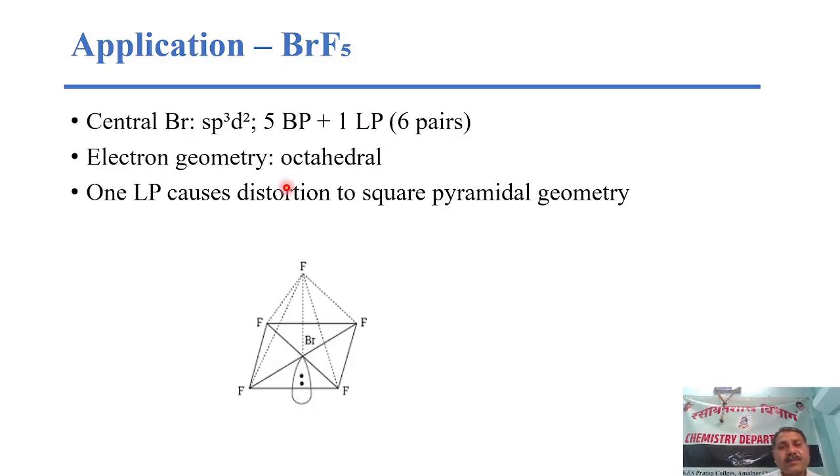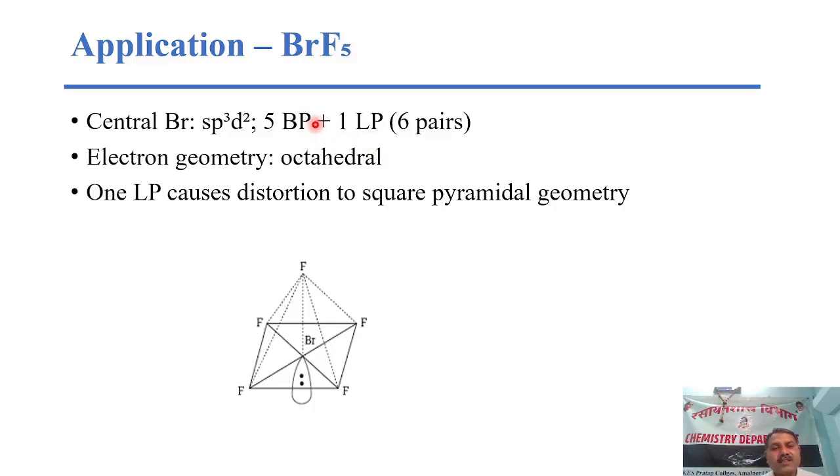Another example is the BrF5 molecule. In the BrF5 molecule, bromine belongs to group 17. It has 7 electrons in the valence shell. Out of these 7 electrons, 5 electrons are engaged in bond formation with 5 fluorine atoms, and the 2 remaining electrons act as a lone pair of electrons. So it has 1 lone pair of electrons and 5 bond pairs of electrons. So the total is 6 electron pairs.